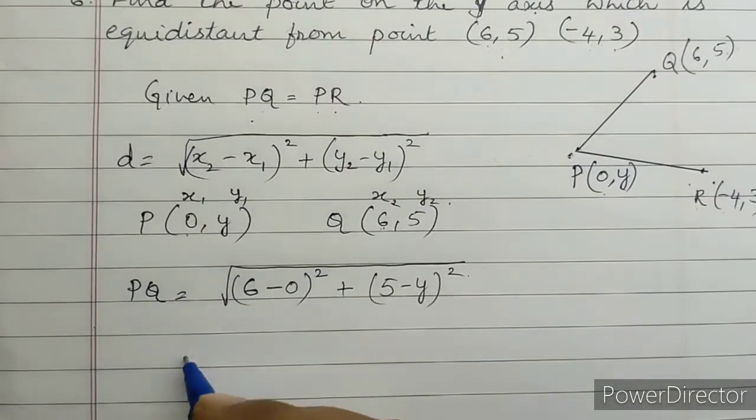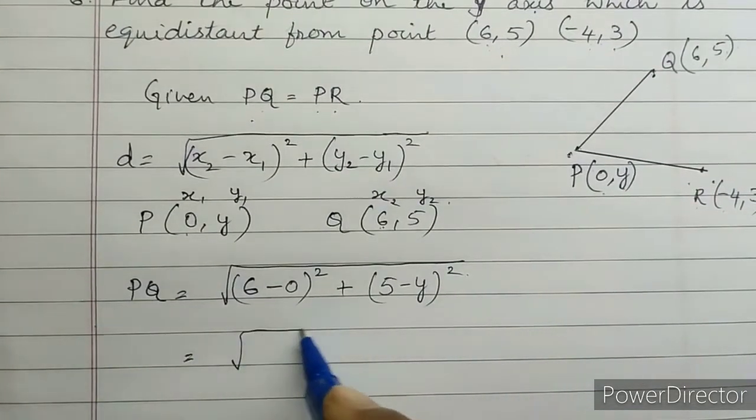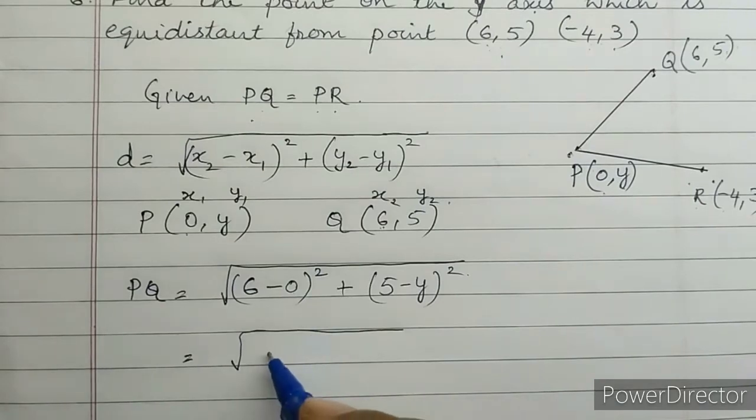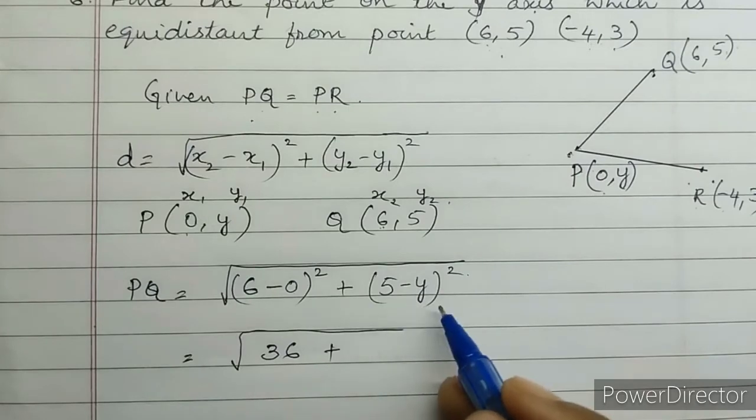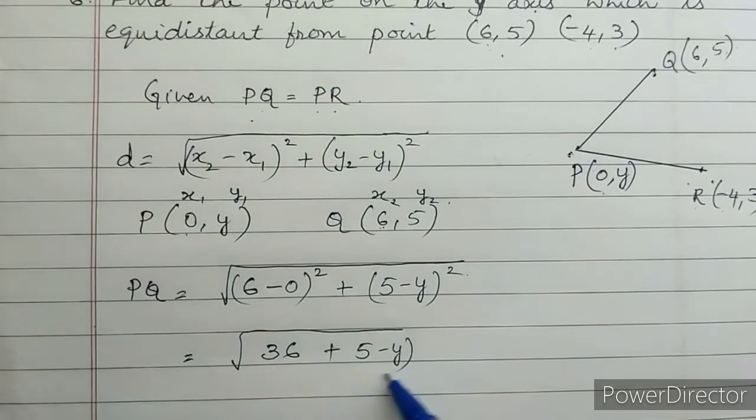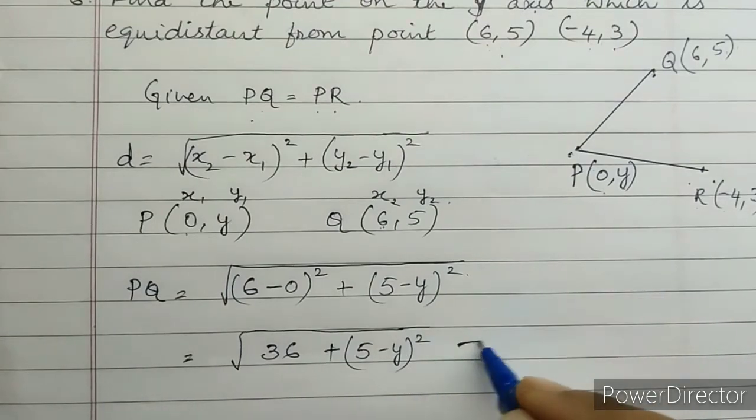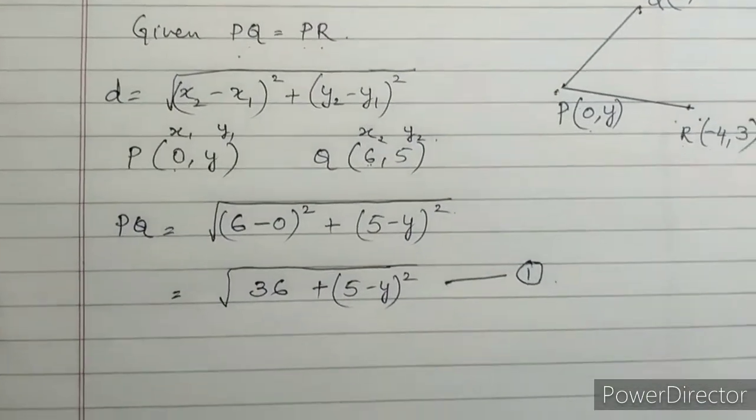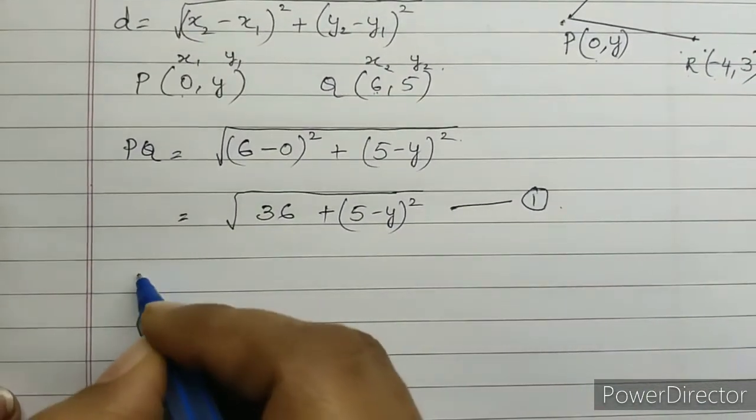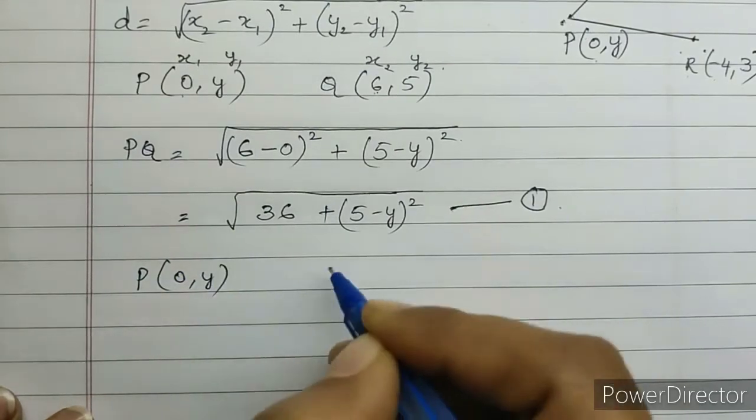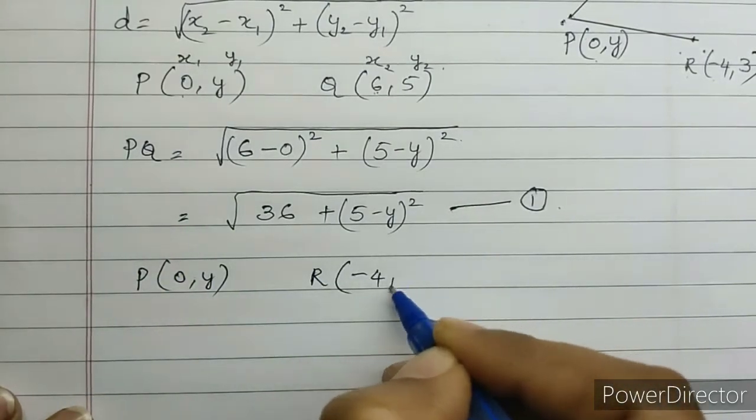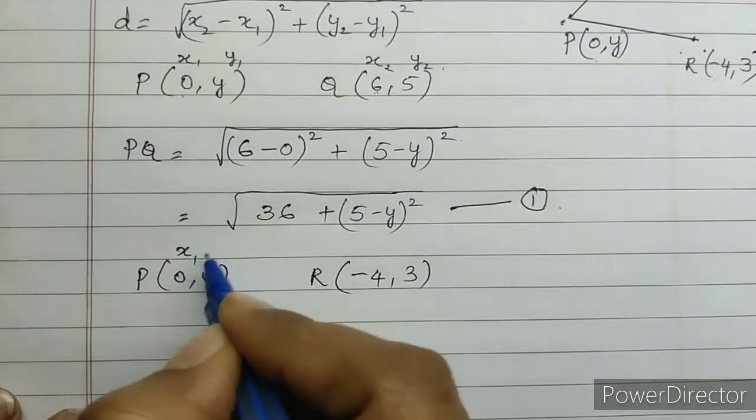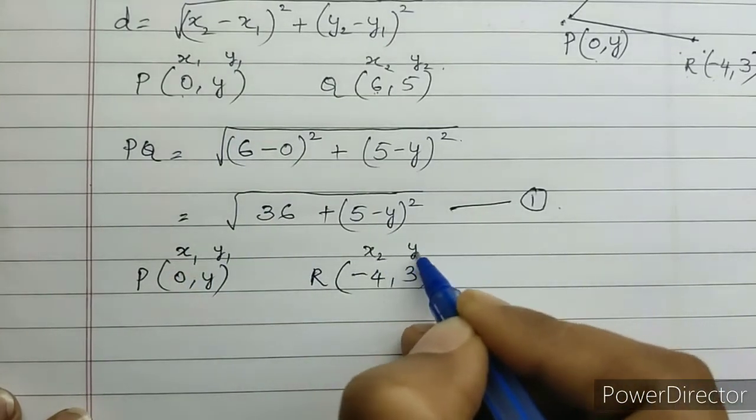So that is equal to square root of 6 minus 0 is 6 only, 6 square is 36, plus (5 minus y) the whole square. Same like that you can put because you don't know the value of y. So leave it like that, put it as equation number 1. Now the second one, PR: P is (0, y) and R is (-4, 3). Mark it as x1 y1, x2 y2.